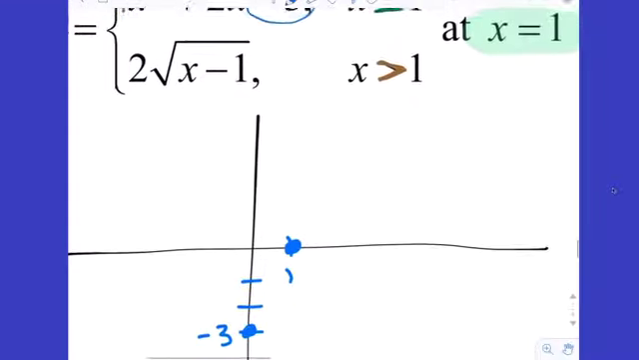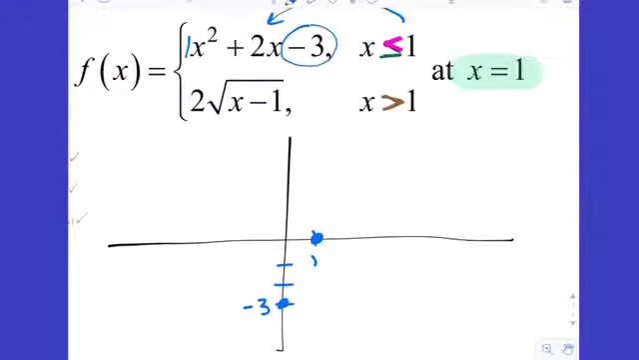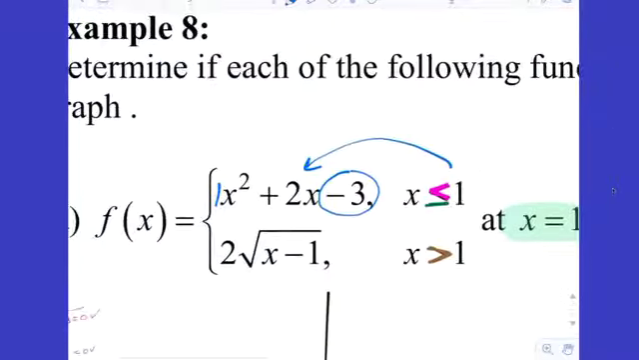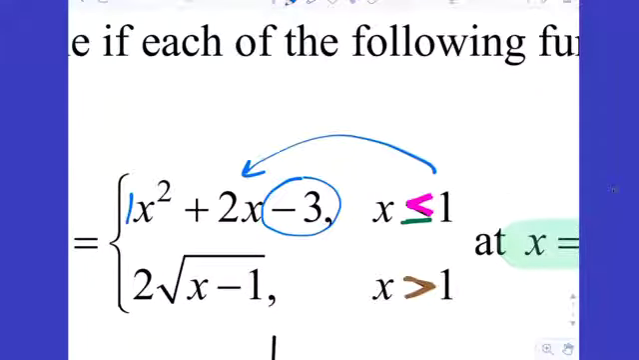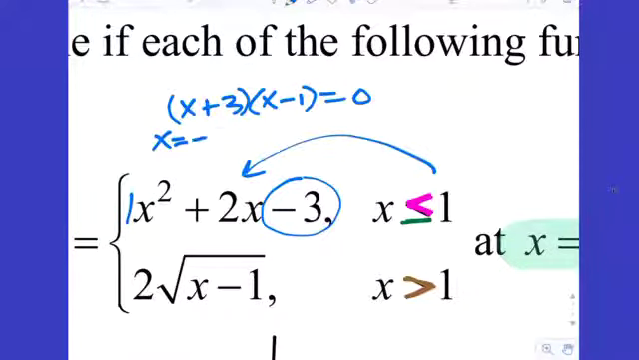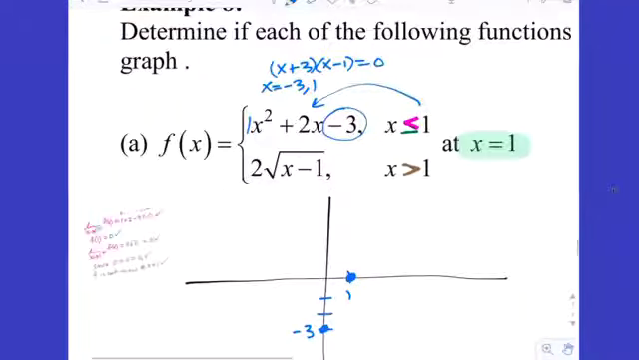Now, I don't think this one is symmetric to the y-axis. In other words, I don't think (0, -3) is the vertex. So if you want to find one other point to help you sketch a parabola, 3 points for a parabola is typically enough. Let's just go off to the side here and factor that. That factors into (x + 3)(x - 1). And so that means our x-intercepts are -3 and +1.